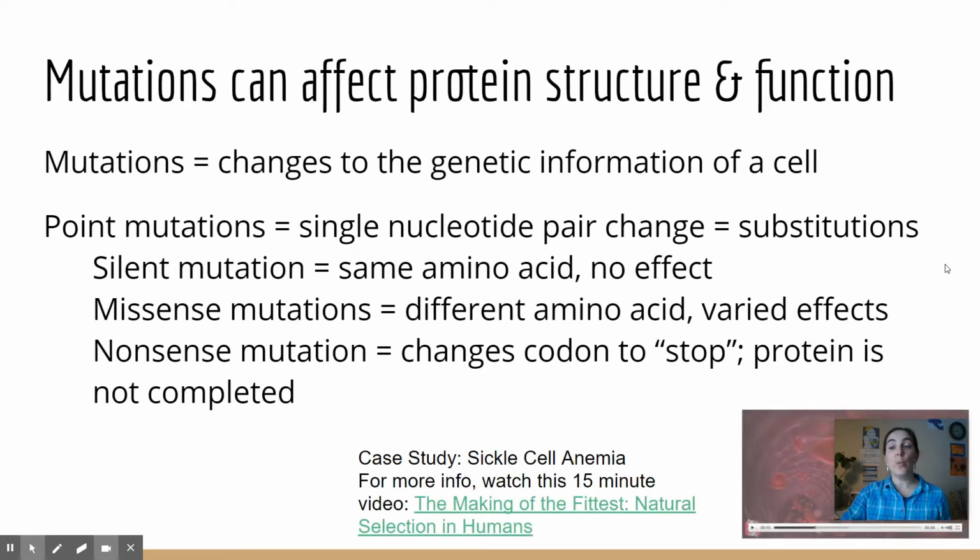We're going to look at one example of that. Sickle cell anemia is a disease you may have heard of that's caused by a substitution mutation. And I'm going to show you just a 1-minute video here that explains what sickle cell anemia is and the genetics behind it. And so I want you to listen for the mutation and see if you can figure out if this is a silent, a missense, or a nonsense mutation.